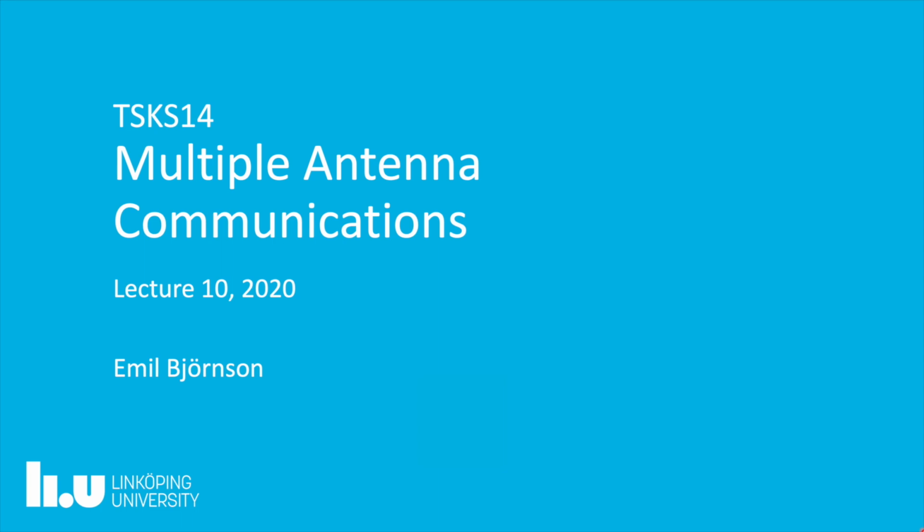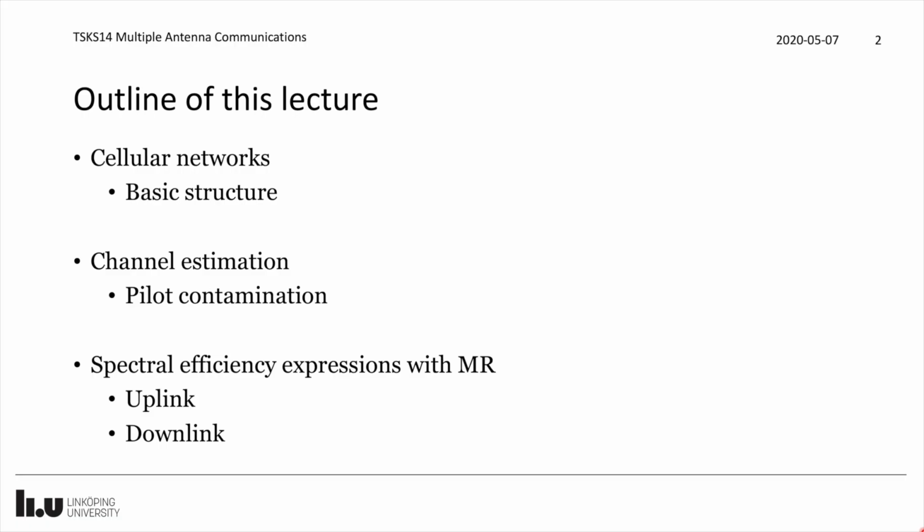Welcome to lecture number 10 in Multiple Antenna Communications at Linköping University. In this lecture, we will extend the analysis from the previous lectures to cellular networks. So we will talk about the basic structure and then important things around channel estimation, a new phenomenon called pilot contamination, and then I will present the formulas for the spectral efficiency with maximum ratio processing in the uplink and the downlink.